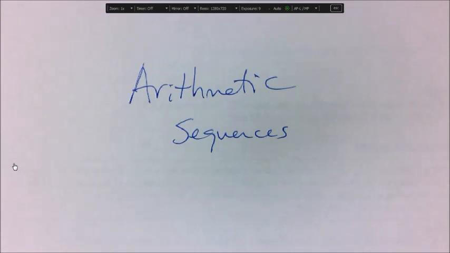Okay, the first lesson is called Arithmetic Sequences, not arithmetic, but arithmetic. Arithmetic is actually an adjective describing a sequence, and arithmetic is just a noun, which is the basic math: adding, subtracting, multiplying, dividing, that kind of stuff. So today we're going to talk about arithmetic sequences.